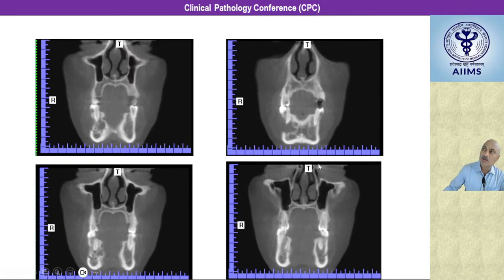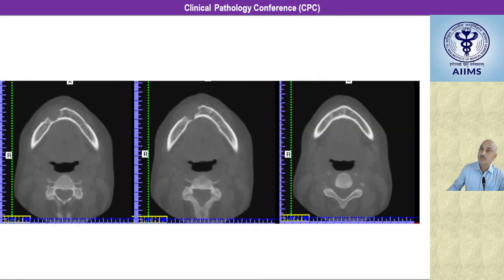The coronal view also shows some loculation, root resorption in the osteolytic lesion, with some areas with a distinct border and sometimes it is irregular. Similarly, in other cuts, you can see some loculation there. This is the axial view of the CBCT, again a similar looking lesion, which is indenting the lingual cortex.